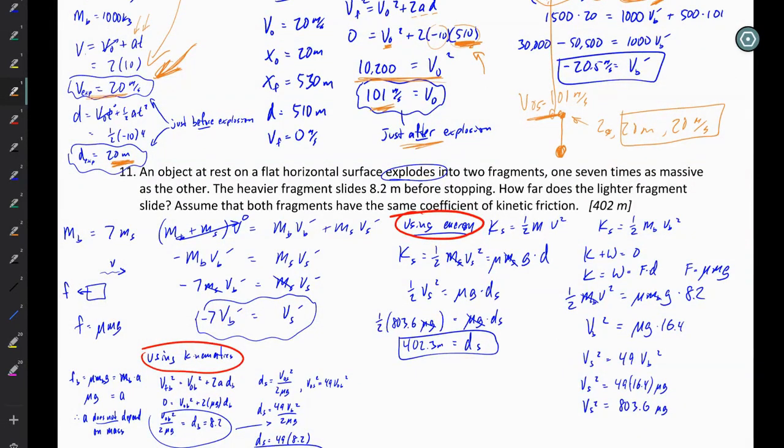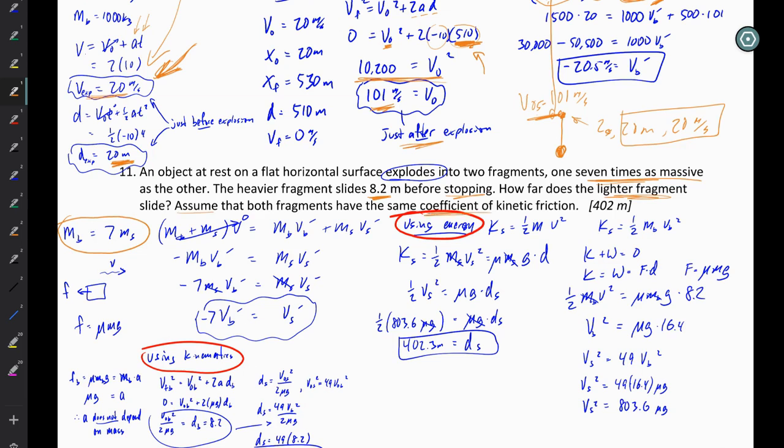And lastly, number 11, an object at rest on a flat horizontal surface explodes into 2 fragments, one 7 times as massive as the other. So all we know there is that the mass of the big is 7 times the mass of the small piece. The heavier fragment slides 8.2 meters before stopping. That implies that there's some friction, some work being done. And we want to know how far the lighter fragment is going to go. They have the same coefficient of friction.